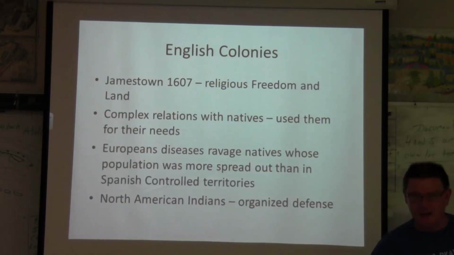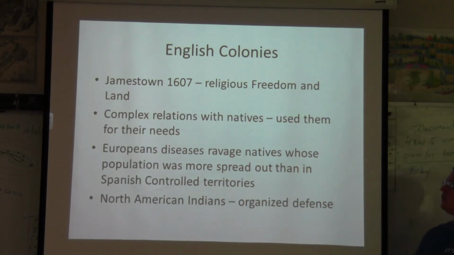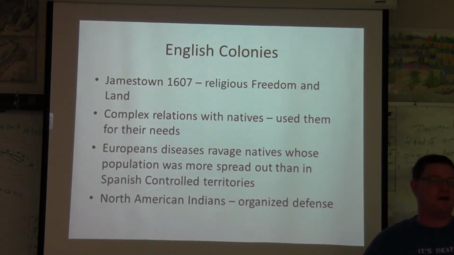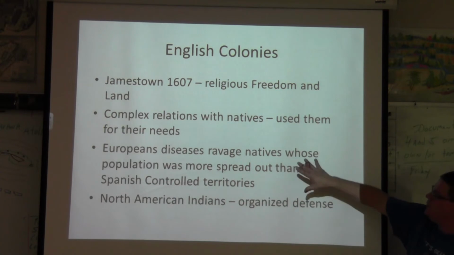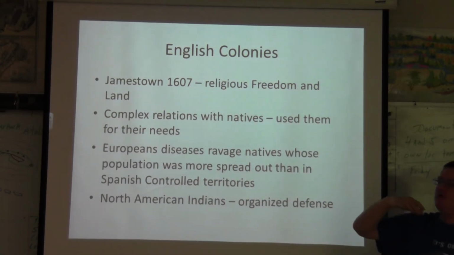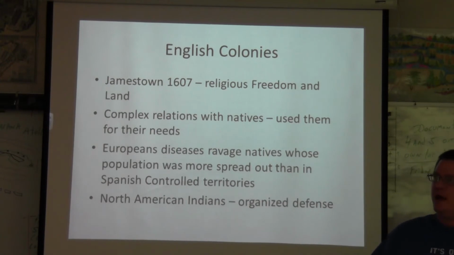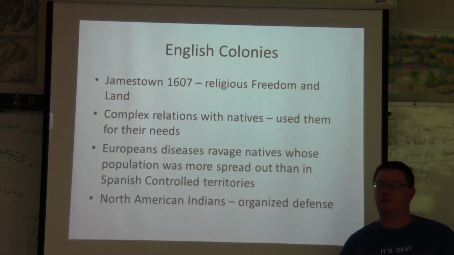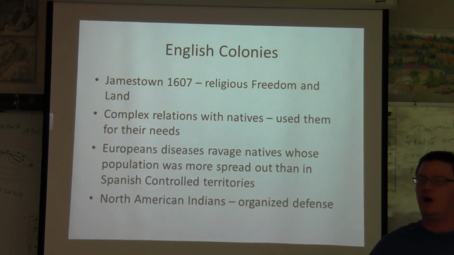The English are going to have the most complex relations, where the British will play the Native American tribes off of each other. I will instigate a fight between the Shawnee and the Pawnee, and when they're both done fighting, I will attack and take over. Or I will give them things to use as an ally as we begin to fight the French. And the Native American Indians are much more rural than their counterparts in Mexico or South America, who lived in urban settings.